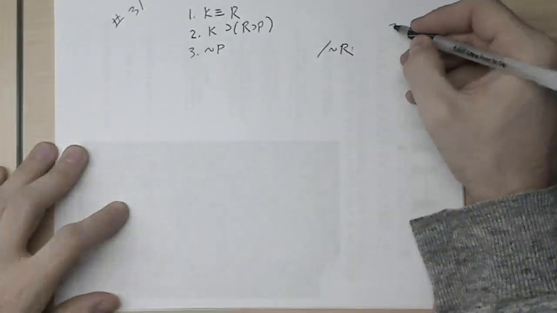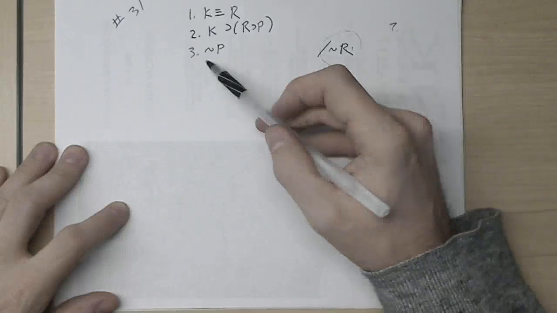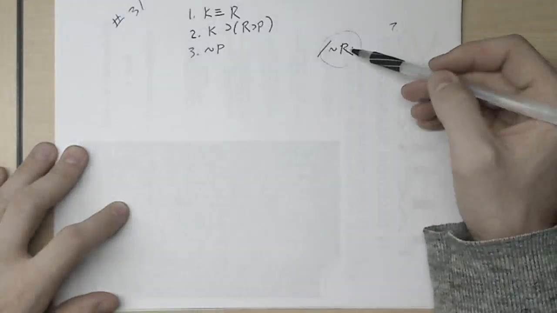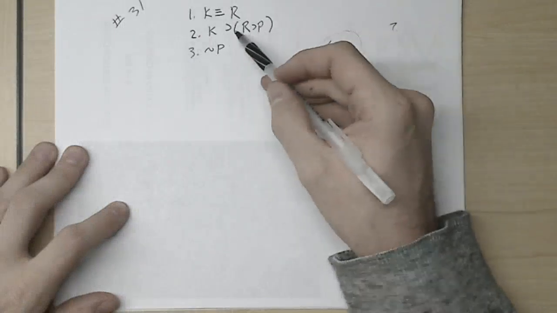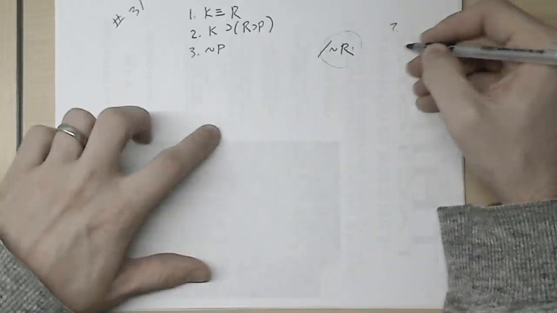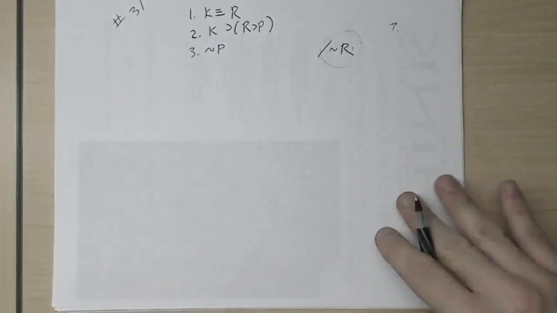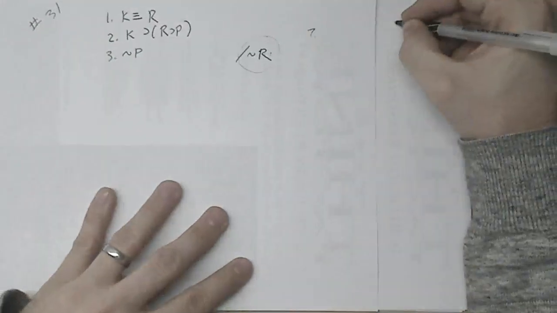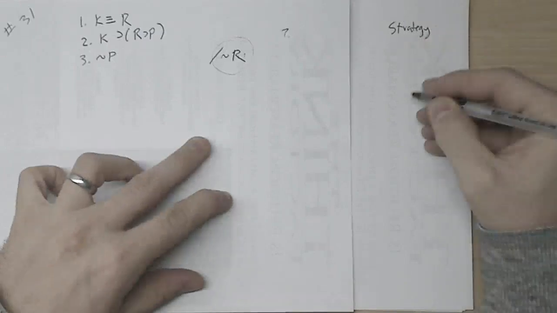So let's ask ourselves, by looking at the conclusion, how could we reverse engineer our way back to one of these premises? Well, if I need a not R, I could use a modus tollens to get not R. So we'll just put this off to the side. Well, I don't have enough. Well, here we can write over here. You can imagine this is our strategy, right? To reverse engineer.